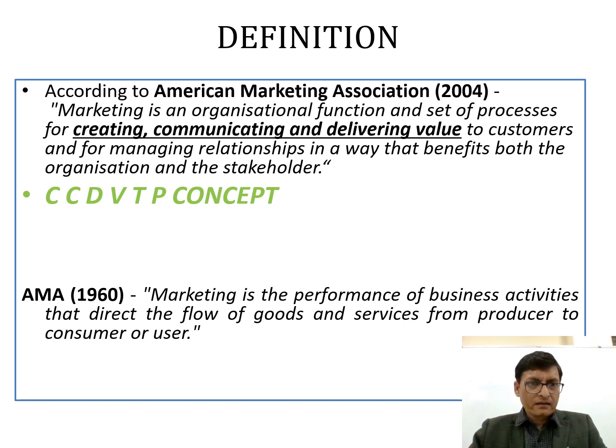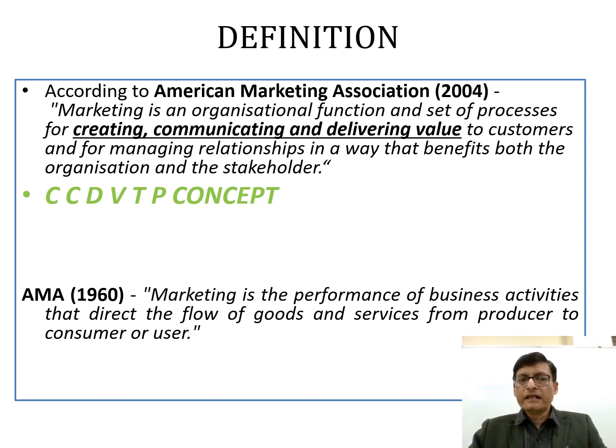Creating the product for the benefit of the customers. So the company has to create a product first for the benefit of the customers. Then the second C stands for communicating. What do you have to communicate? You have to communicate to the customer the benefit that he is going to get from that product. So first create the product, then communicate the benefits of the product to the customer.